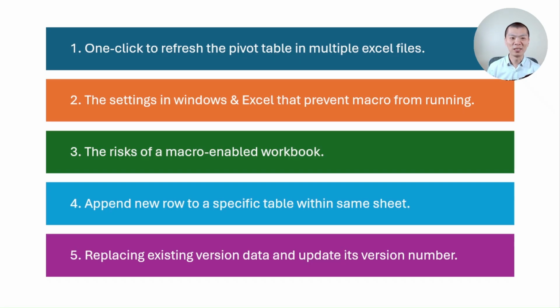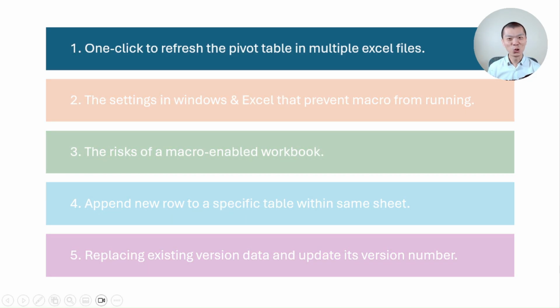On the first one, this person asked about how I could use one click to refresh the pivot table in multiple files. The second question is about the setting that prevents macro from running. The third question is about the risk of macro enabled workbooks. The fourth one is appending rows between tables. And lastly, replacing the version data from another place. Let's go through the first one together here.